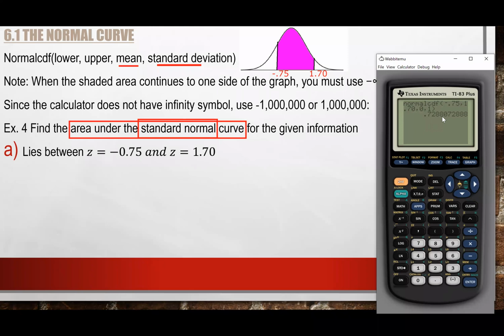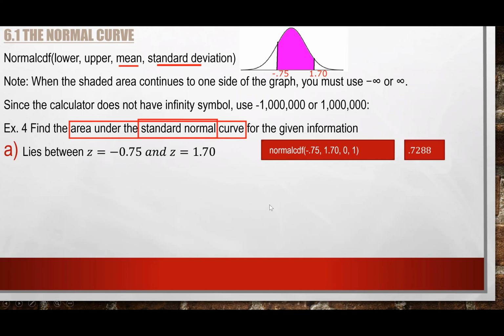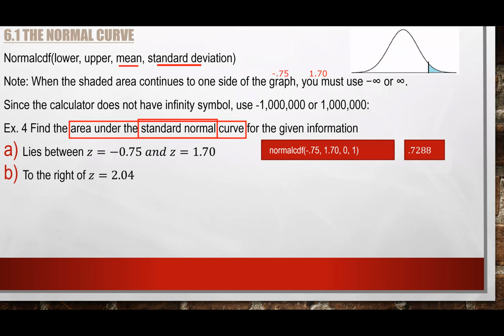Again, the idea of sketching your item is to show you what your lower limit is, because as you can see, the shaded region I have is between negative 0.75 and 1.7. So the area in that region tells me the lower limit and the upper limit. Okay. And similarly, if I'm asking you for the area to the right, do you agree?